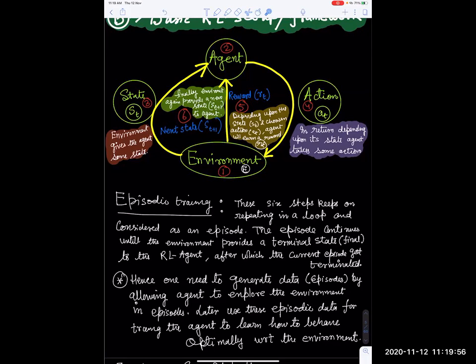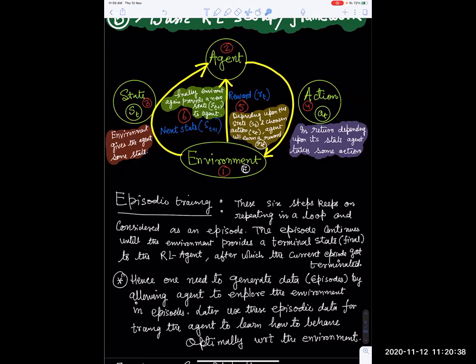And this episode means that once you reach a terminal state, the final state where you have got your reward, which means whether you win or lose. So the episode continues until the environment provides a terminal state to the RL agent. There can be one or many terminal states, depending upon the game. And once your agent achieves that terminal state, it stops, and that is assumed to be an episode. So given this, you have got the 6 steps. You keep on repeating these 6 steps, and you will get an episode.